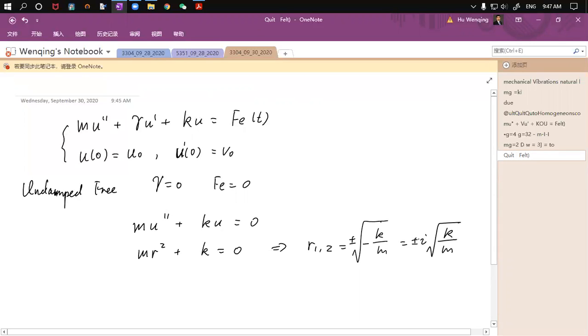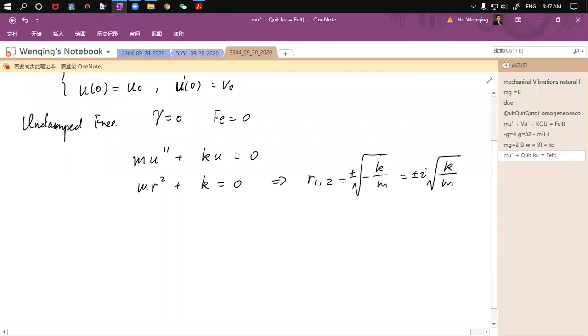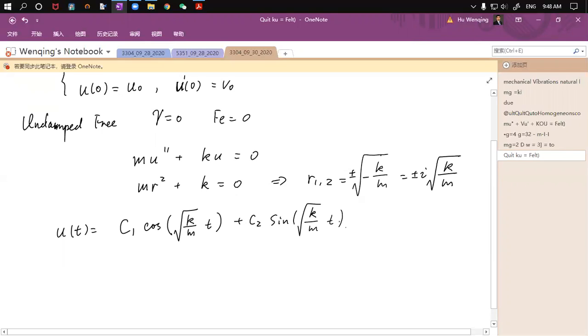They're imaginary, right? The real part is actually equal to 0, and the complex part is what is given here. So that means the solution u of t is equal to c1 e to the power of what? The real part enters the exponential, and there's no real part. The complex part enters sine and cosine. So c1 cosine of square root of k over m multiplied by t, plus c2 sine of square root of k over m multiplied by t. That's going to be your oscillation.